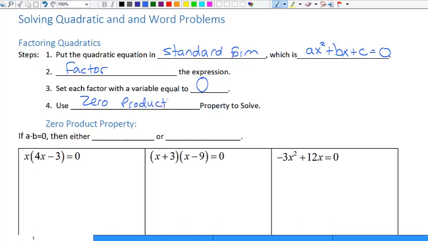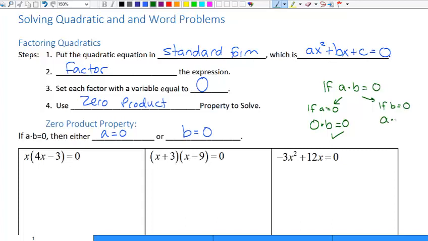Now the zero product property says if a times b equals 0, then either a equals 0 or b equals 0. So let's look at this a little bit further. If a times b equals 0, what would happen if a equals 0? Well, if a is 0, we have 0 times b, and 0 times any number is still 0, so it works. If a is some number but b is 0, a, whatever the number is, times 0 will still be 0. So if a is 0, then that makes the whole thing 0, or if b is 0, then the whole thing's 0.